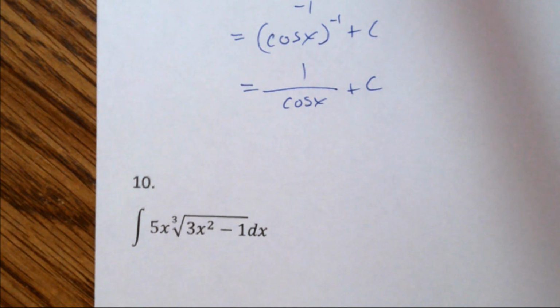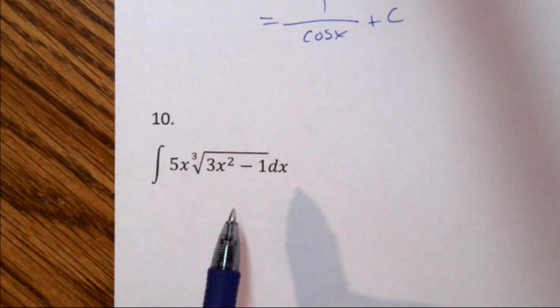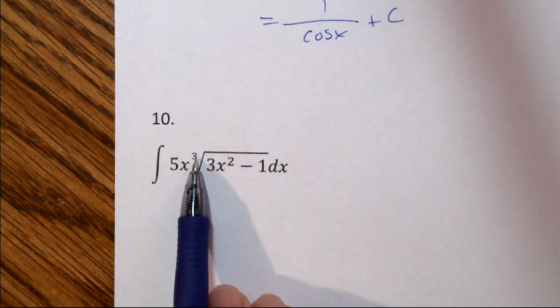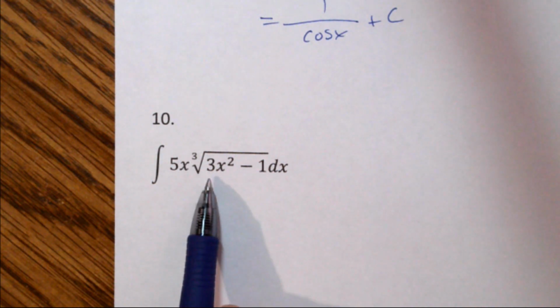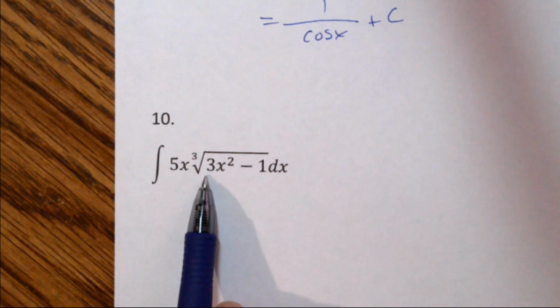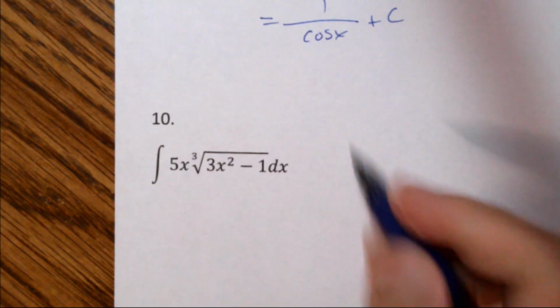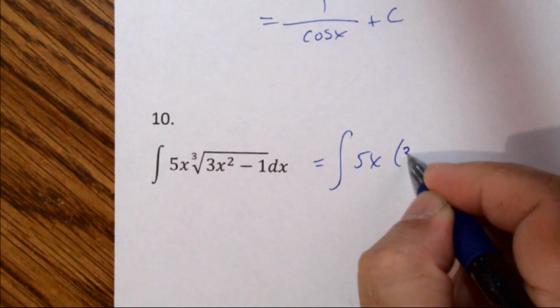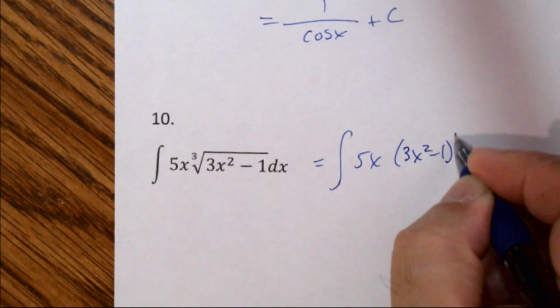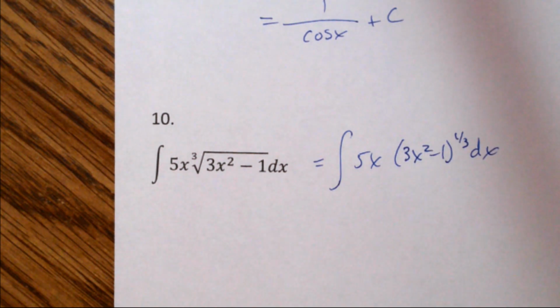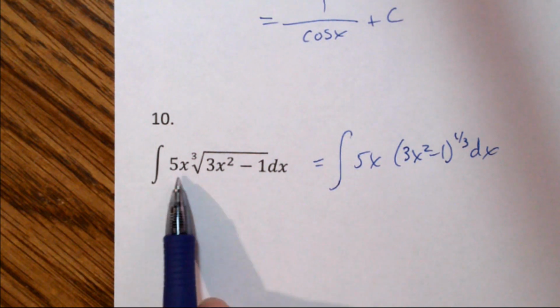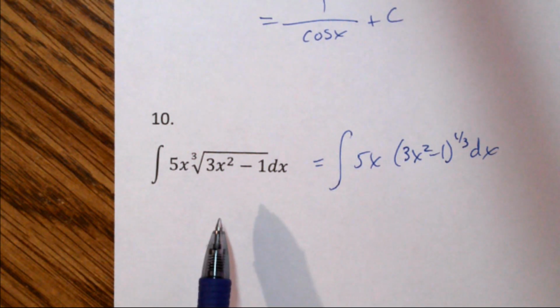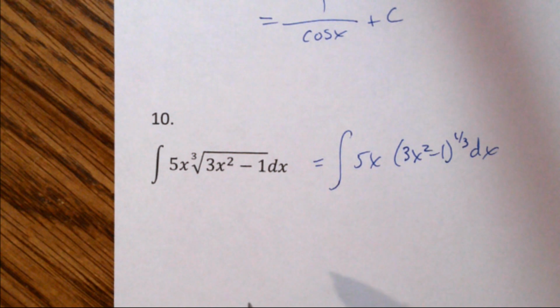All right, there was some controversy on number 10. Is that an x cubed or is that a cube root? Well, to make things easier, we can just make that a cube root. So this is equivalent to the integral of 5x times 3x squared minus 1 to the 1/3 power. If that's x cubed, it makes the problem really hard. In fact, it's so hard I don't want to do it.